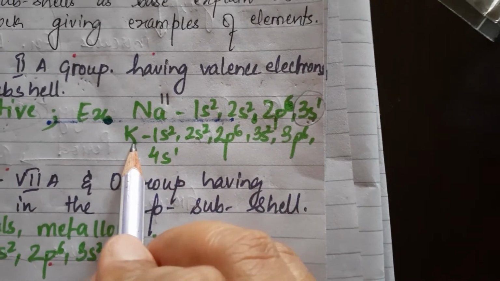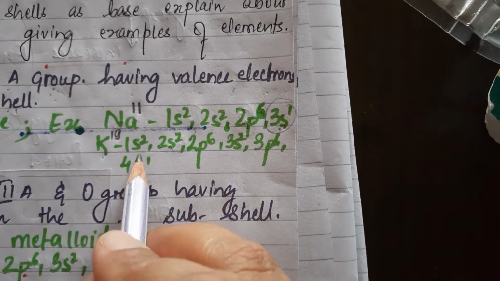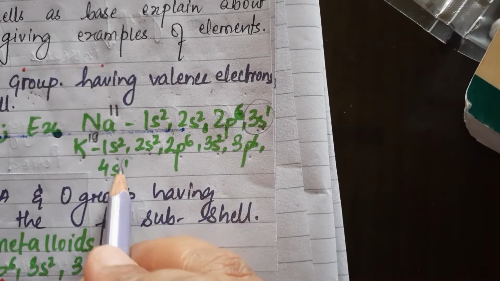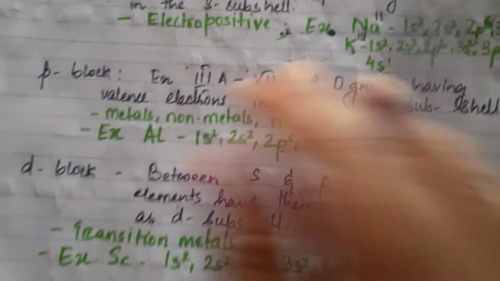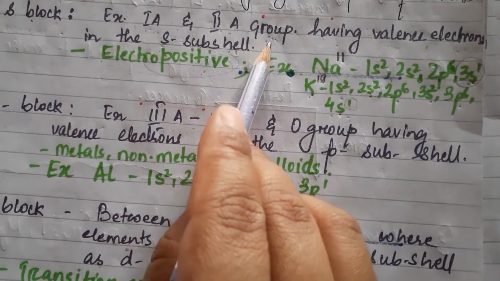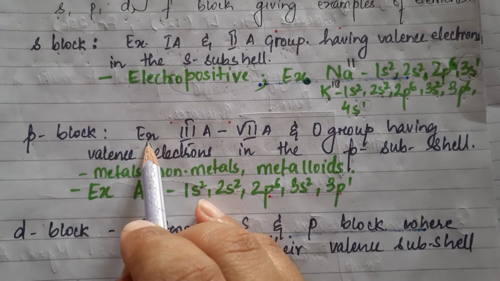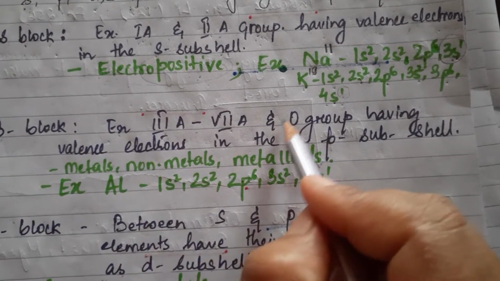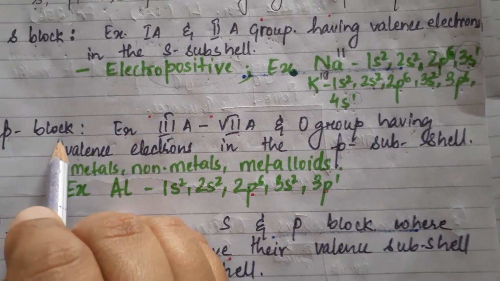Another element that we will take, which is in the S block, is K. K has 19 electrons. So 19 electrons will get distributed: 1s2, 2s2, 2p6, 3s2, 3p6, 4s1. Again the valence electron, the outermost electron, is there in the S subshell. So again it comes under S block. Likewise, after the S block comes the P block. P block, same thing like S block. Now which area of the modern periodic table is the P block? The groups from 3A to 7A, 3A, 4A, 5A, 6A, 7A and 0 group, which have the valence electron in the P subshell. These elements come under the P block.